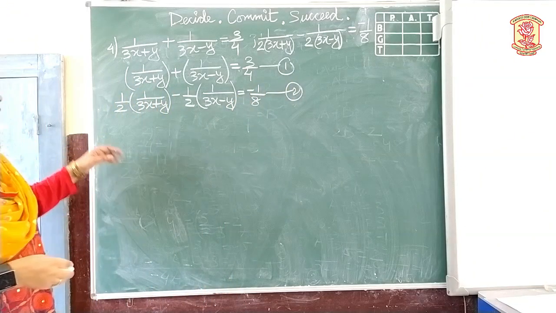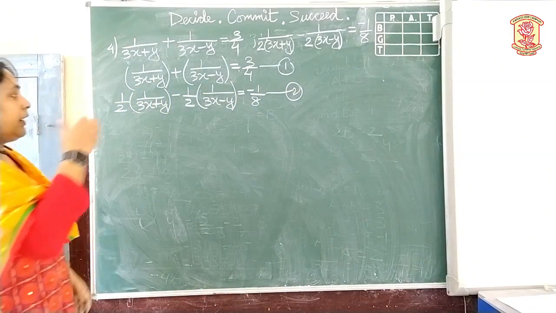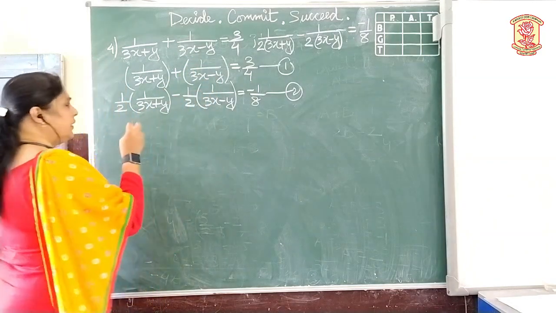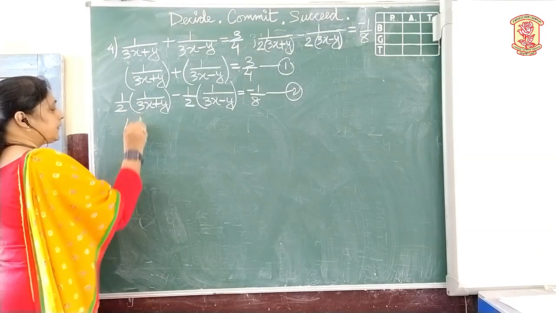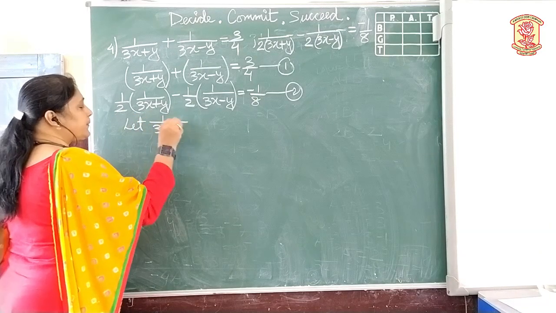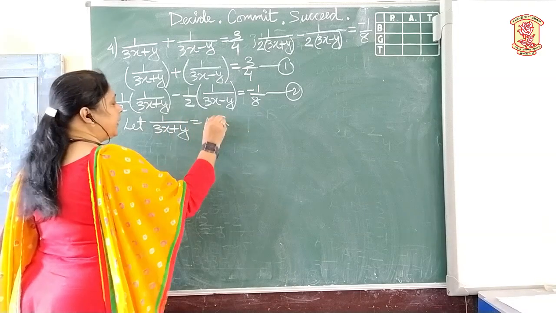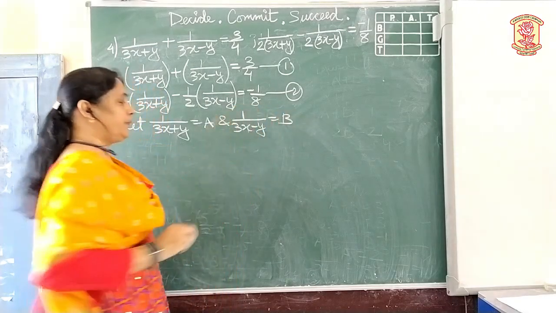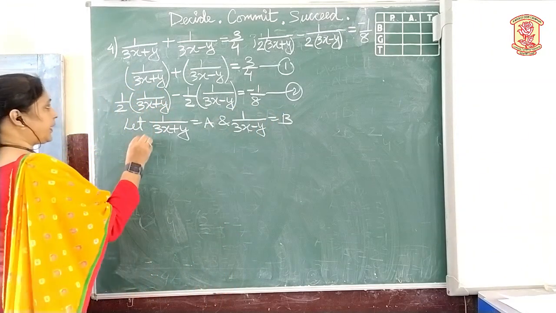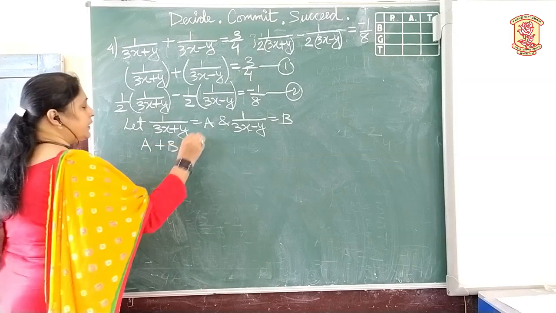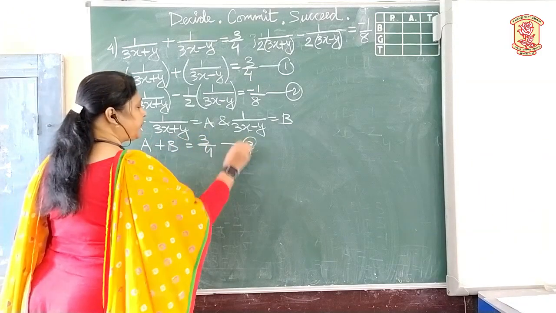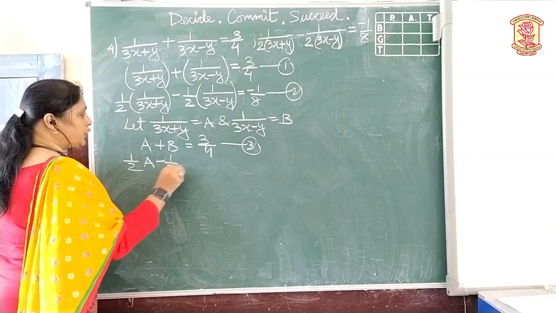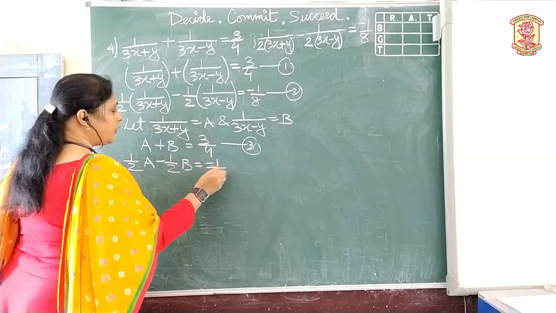Now we'll substitute 1 upon 3x plus y as one variable and 1 upon 3x minus y as another one, as we have done it in the previous problem. So let 1 upon 3x plus y equal a and 1 upon 3x minus y equal b. So the first equation becomes a plus b equals 3 upon 4. And the second one becomes 1 upon 2a minus 1 upon 2b equals minus 1 upon 8.